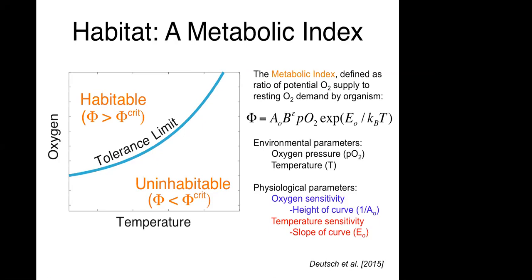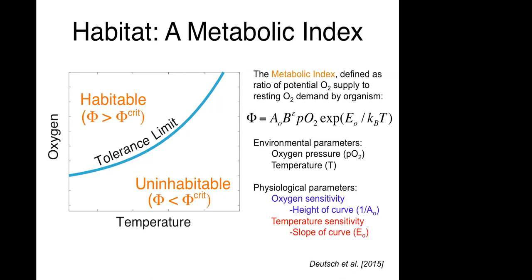There are a number of things we need to know to characterize a particular metabolic index. We need to know what the environment is, but we also need to know characteristics of the species that live in that environment. And there are two basic traits that are important. One is the overall height of that blue curve at a reference temperature. We're going to call that the intercept, or in notation, it's A naught. So that governs the height of the oxygen tolerance overall. And then the temperature sensitivity of that tolerance is E naught. So that's the amount by which the oxygen tolerance changes with temperature.